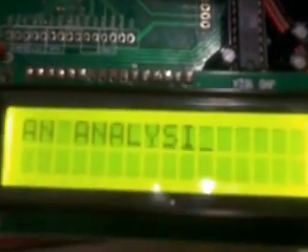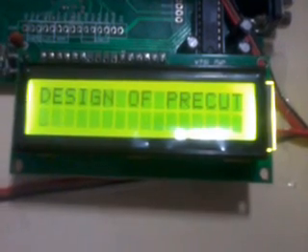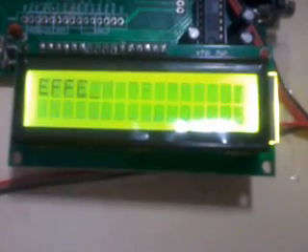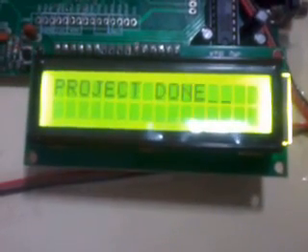So let us come to the working procedure. First of all, let us start the project. If you are getting garbage data, we have to restart it. An analysis and design of precautionary measures and cost effective method for the accident avoidance system. Project done by Pawan Kumar. The GSM modem will initialize, those are the AT command structure format.